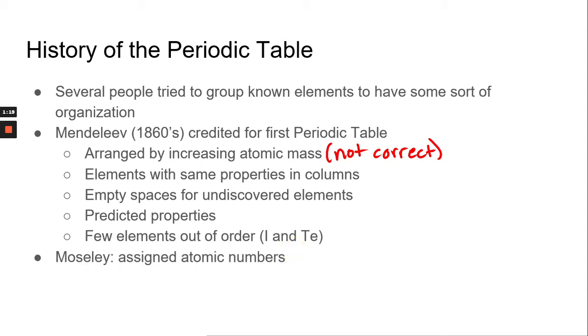Now, Moseley came after Mendeleev, and once we knew about protons, he fixed the issues with Mendeleev's periodic table by assigning atomic numbers, and that is how our periodic table is arranged today. So again, today the periodic table is arranged by atomic number, which is your number of protons. The modern periodic law states that elements, when they are arranged by atomic number, show a repeating pattern of properties.